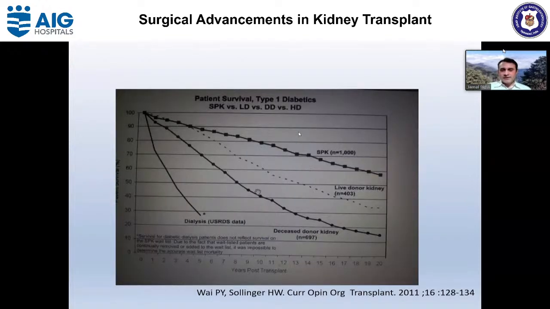Now, this graph very dramatically illustrates the advantages of a pancreas. This is the survival of type 1 diabetics on dialysis. You can see that by 5 years, about 70% of them will be dead on dialysis alone. The results are better when you receive a deceased donor kidney and even better with a living donor kidney. But you can see when they receive an SPK, pancreas and kidney transplant, the survival is superior, and this survival really increases as years go by. But by 15 years, there's a dramatic improvement over all the other modalities.